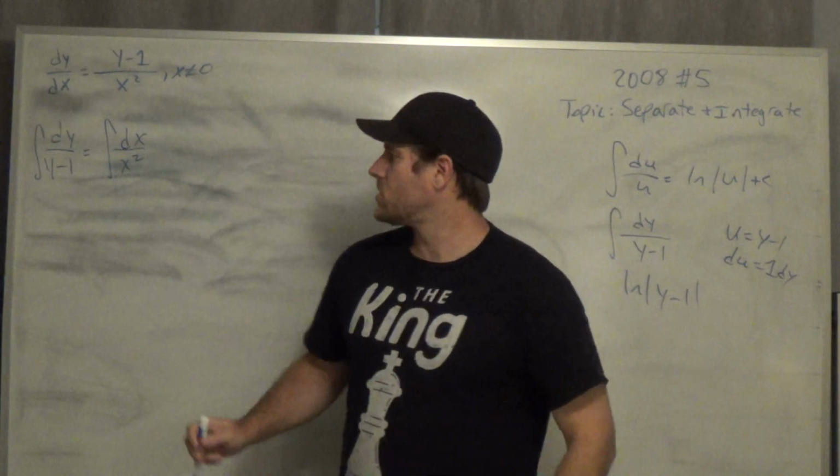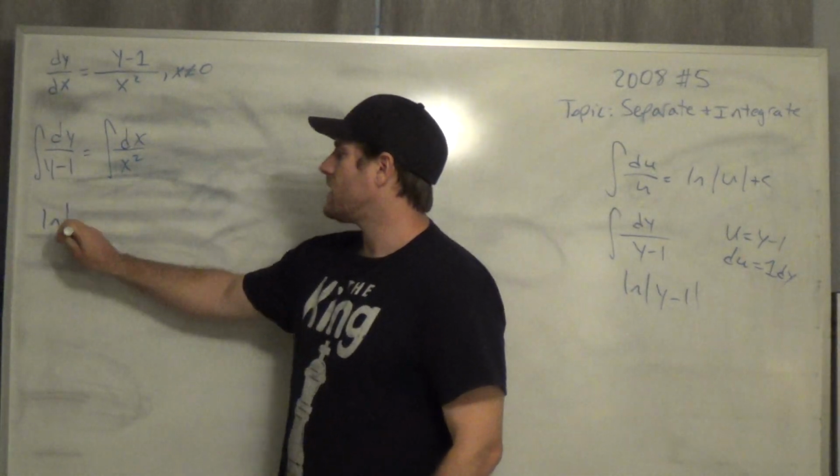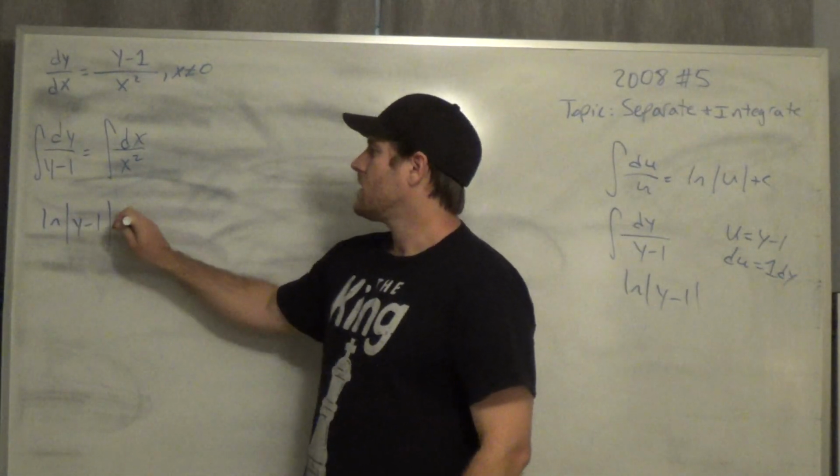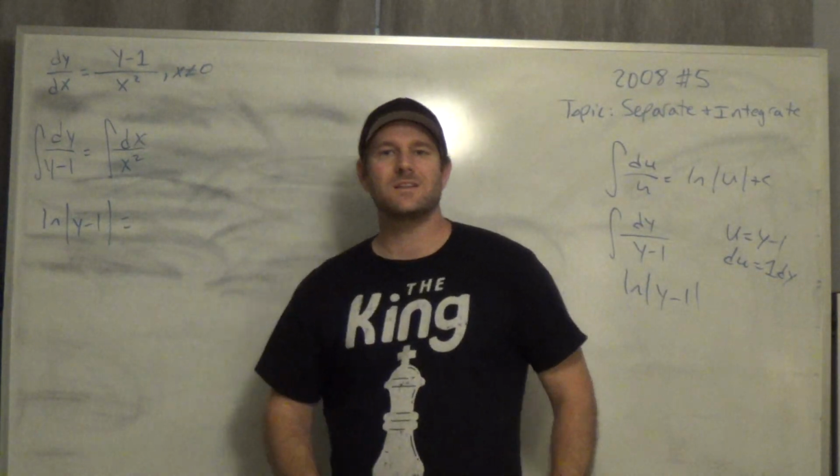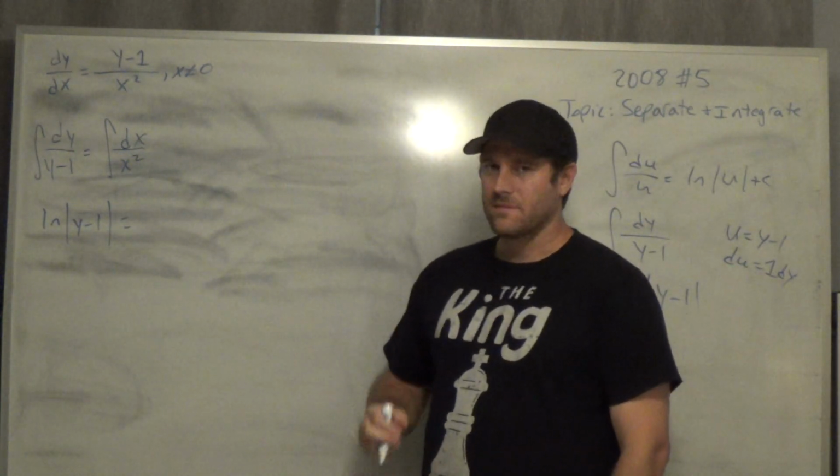Okay, so that's good. So on this side we have ln of y minus 1. On the other side, you go to take the antiderivative, and you might not be having a bunch of luck.